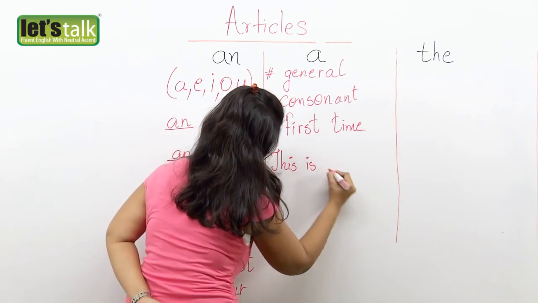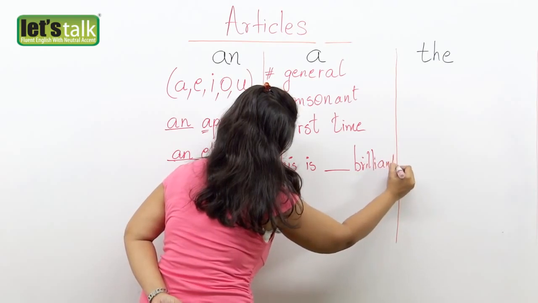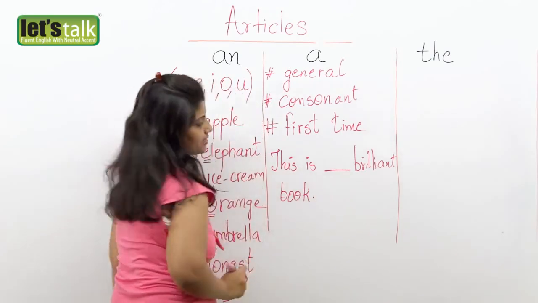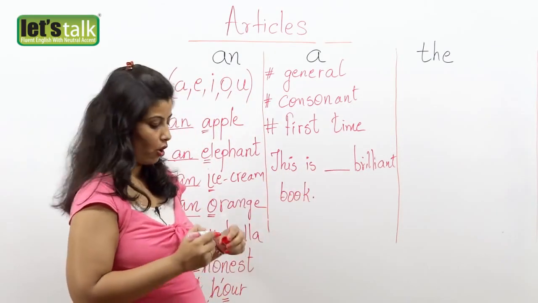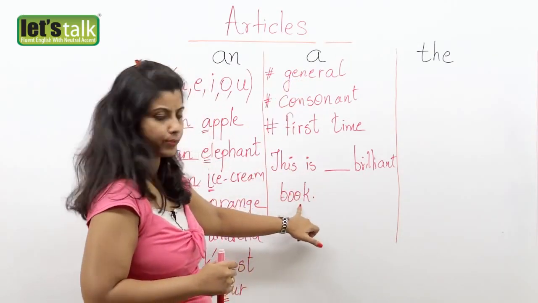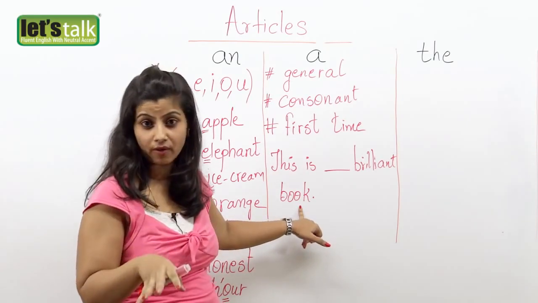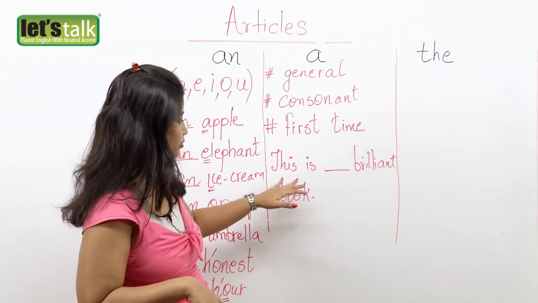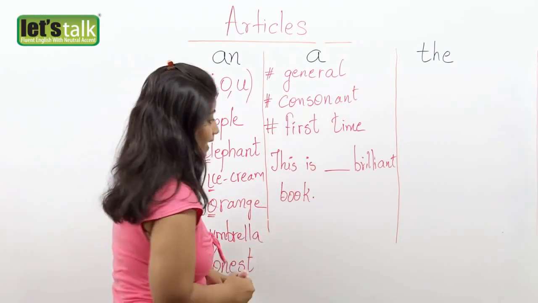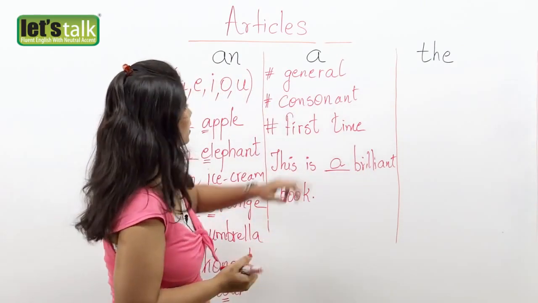This is a brilliant book. So when I'm saying "this is dash brilliant book," obviously now you have to relate to these. I am talking about a book in general. Am I telling you about a Shakespearean book or a particular novel? No, I'm not. I'm telling you that this is a brilliant book. I don't know which book you're talking about. So that is why I am going to write a brilliant book.